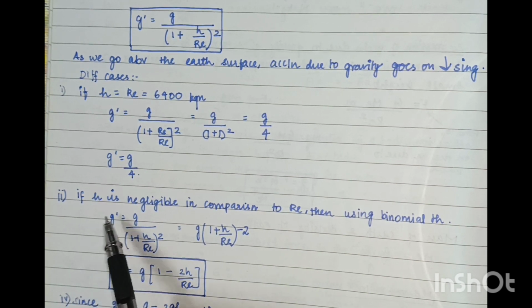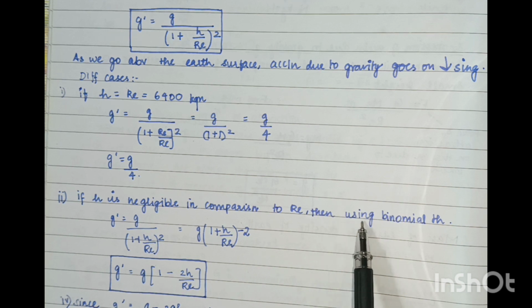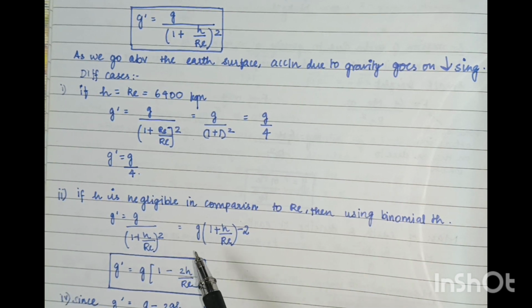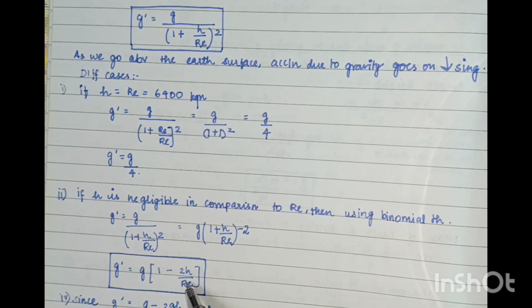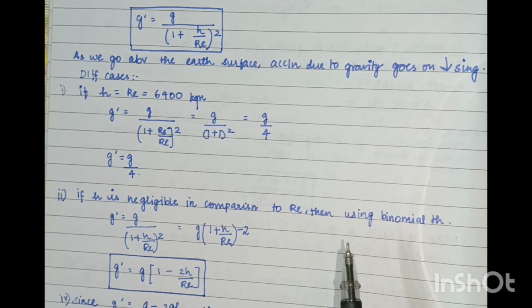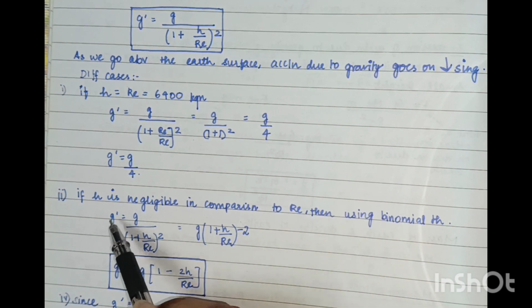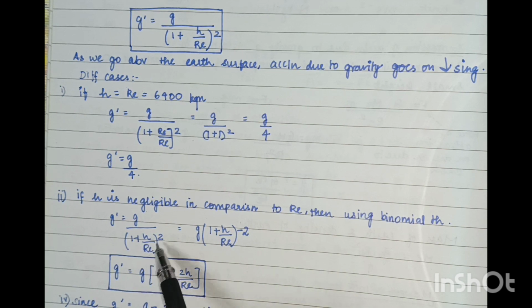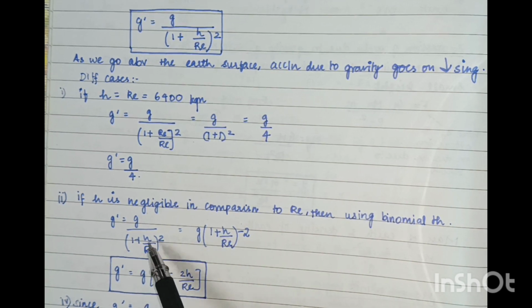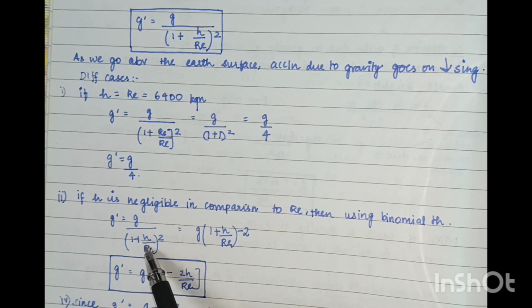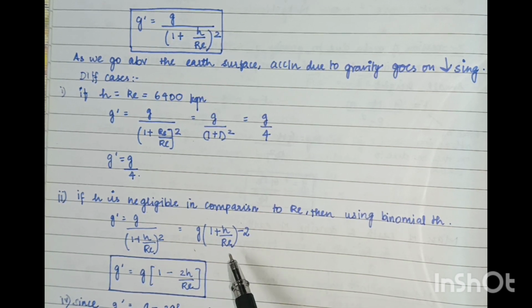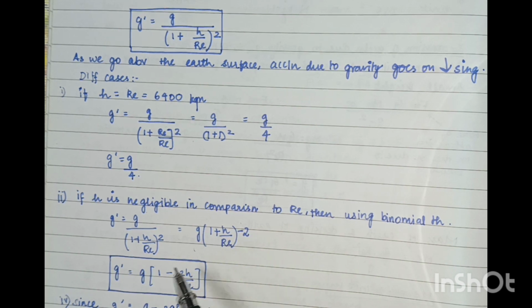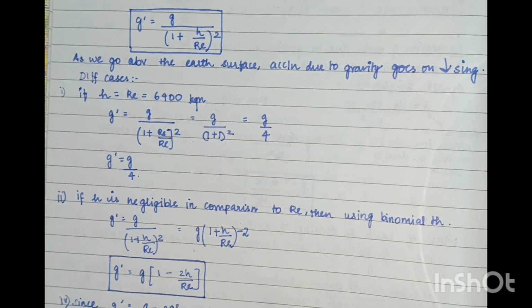Now if the height is negligible in comparison to RE, then we use the binomial theorem. If the height is very small compared to the radius of the earth, then only we have to use this. So G dash is equal to G by (1 plus H by R) whole square. Using the binomial theorem, before that, let us take this to the numerator, G into (1 plus H by R) to the power minus 2. It goes up, so plus 2 becomes minus 2. Now how will I use the binomial theorem? I am bringing this minus 2 here. So G into (1 minus 2H by R).